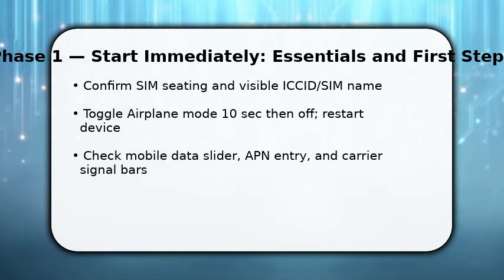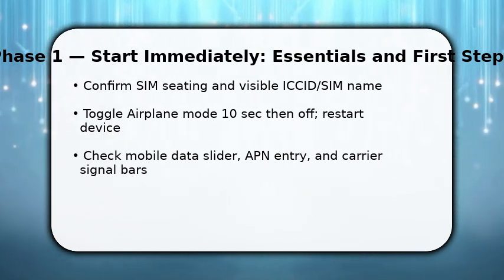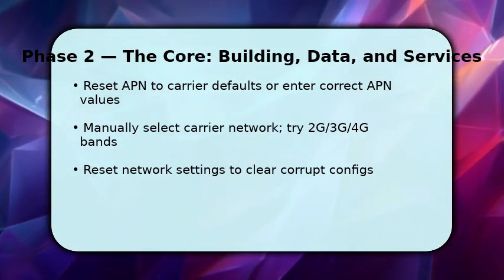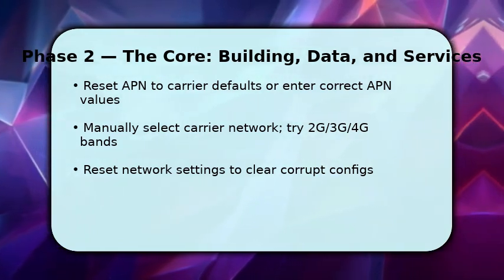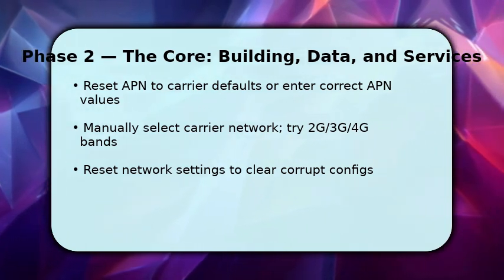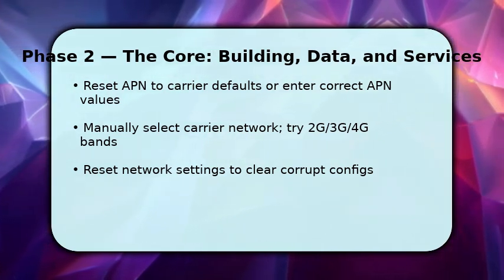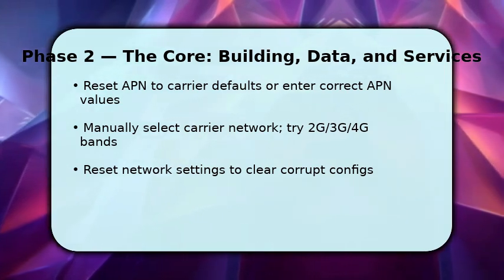Now dig into settings. Open mobile network access point names and reset to carrier defaults, or paste the exact APN values your carrier uses. If automatic fails, manually select the network operator to force registration. Also test switching preferred network type between 2G, 3G, and 4G to find a compatible band. If problems persist, perform a network settings reset.